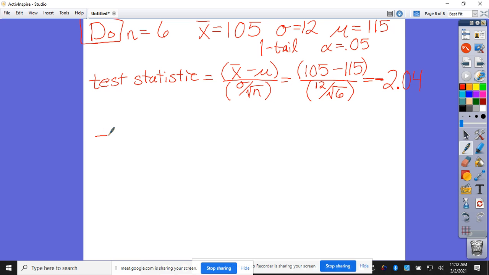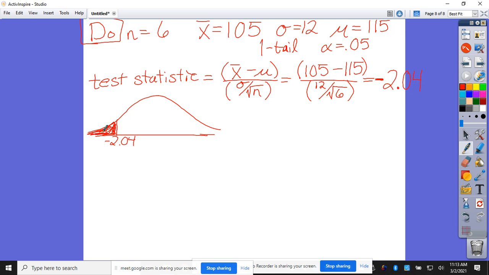And I'm going a little bit quicker here. So I draw it and shade it. This is just like we've done before. It's negative, so it's on the left. And then I shade which direction? Why? Because my alternative hypothesis was less than.